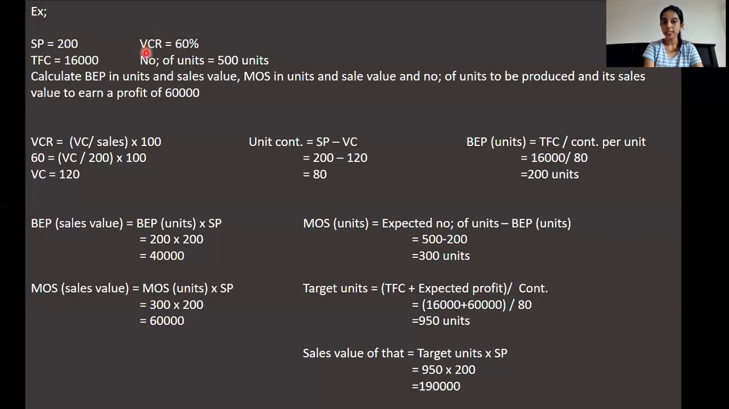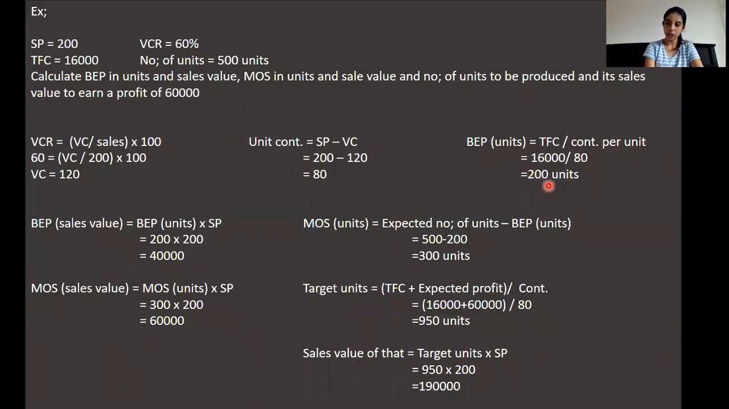We are given the VCR ratio. What is the formula for calculating VCR ratio? VC divided by selling price into 100. By substituting the selling price and VCR ratio percentage, we get the variable cost as 120. Using this variable cost and the selling price, the unit contribution will be 80. Using this, we can find the break-even number of units: total fixed cost divided by contribution per unit. 16,000 over 80 is 200 units.